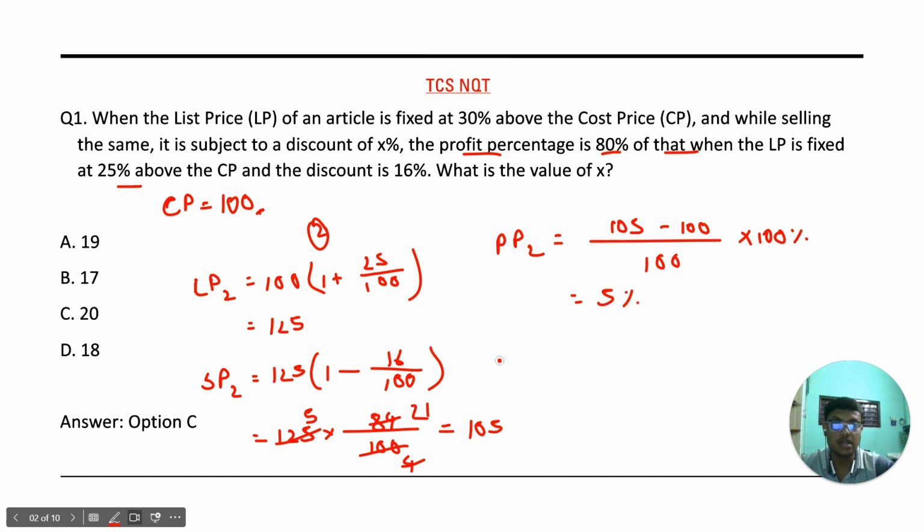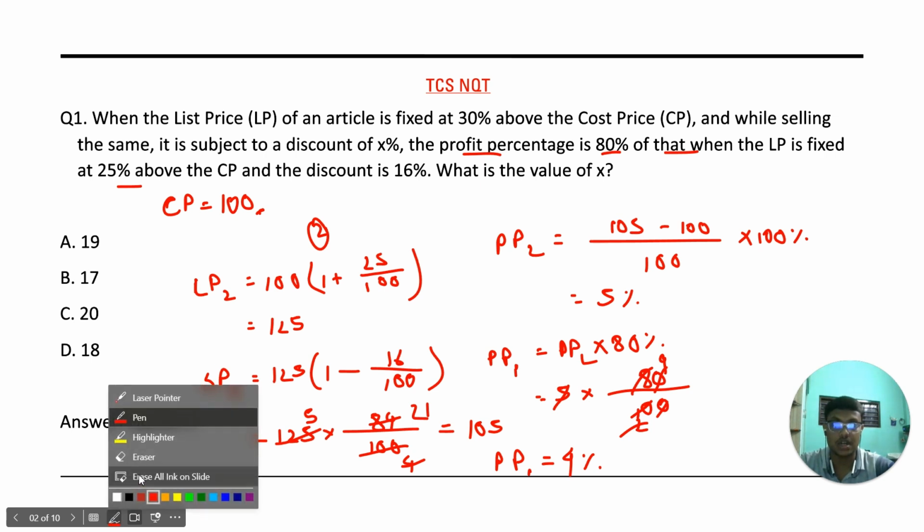Now, from the discussions that we made earlier, we know that profit percent for case 1 equal to profit percent for case 2 into 80%, which is equal to 5 into 80 by 100. So 0, 0 cancelled, 5 twos are 10, 4 twos are 8, which is equal to 4. Thus, profit percent for case 1 is 4%. Now, everything for case 2 is done. Let's move on to case 1 and get the required answer.